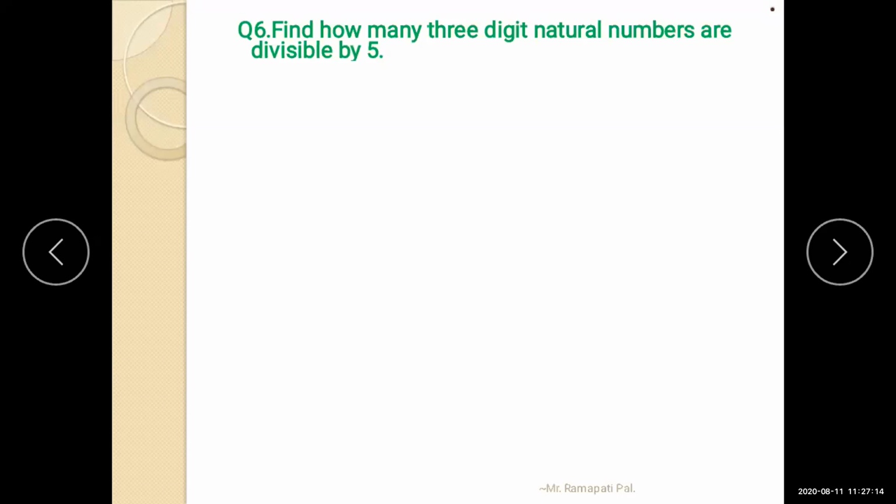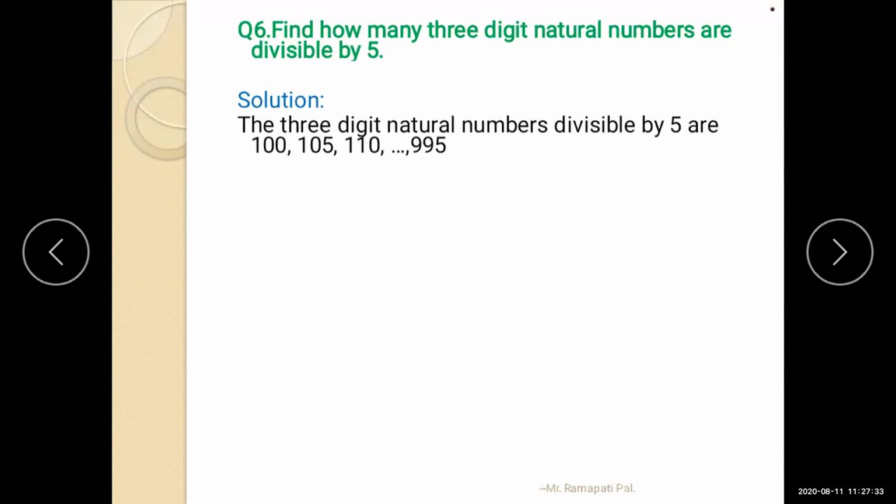Now the smallest 3-digit number is 100 and the greatest 3-digit number is 999. That is the greatest or biggest 3-digit number. Okay, now come to our question. The 3-digit natural numbers divisible by 5 are 100, 105, 110 and so on up to 995. Okay.